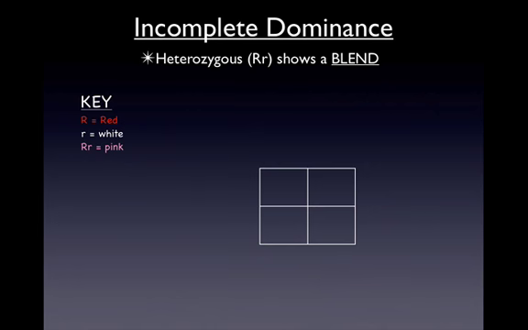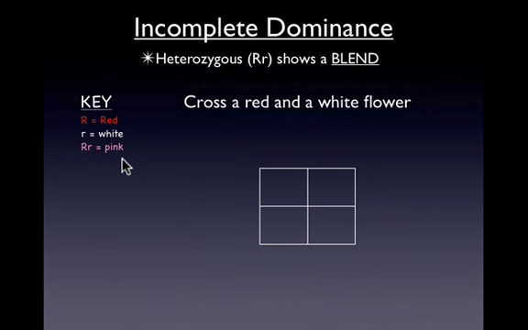Now, how would you know if something was incompletely dominant? Well, typically in the problem, they're going to tell you. They'll say something like red is incompletely dominant to white, and the resulting offspring, the heterozygous, is pink. That should clue you in. Other times they may say, when we cross a red and a white flower, here's what happens: we get red, white, and a pink. But anytime you see a blend, you'll know that it's incompletely dominant.